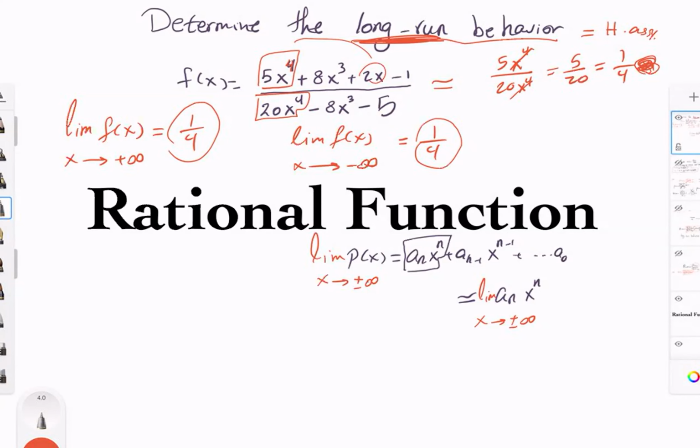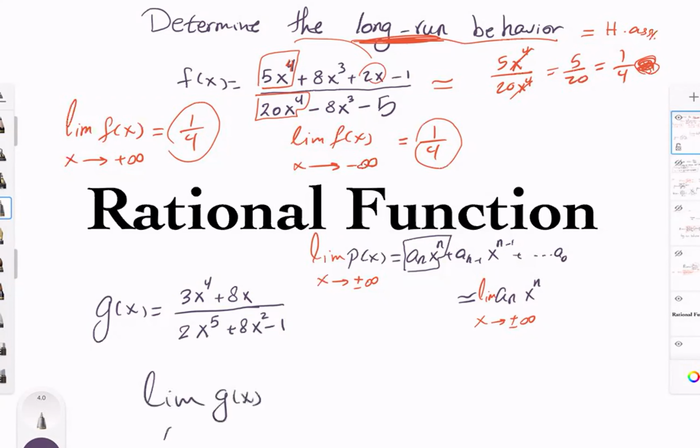Another example, g of x equal to 3x to power 4 plus 8x divided by 2x to power 5 plus 8x. Again, either I can ask you what's the long run behavior, or tell me what is the horizontal asymptote. For the horizontal asymptote or the long run behavior, we are looking for the limit of g of x when x goes to positive infinity or x goes to negative infinity.